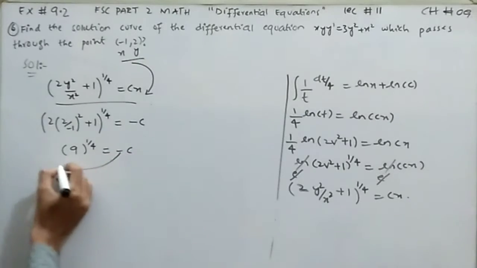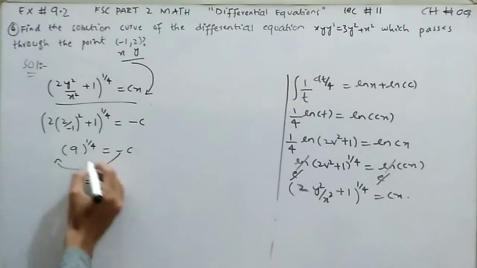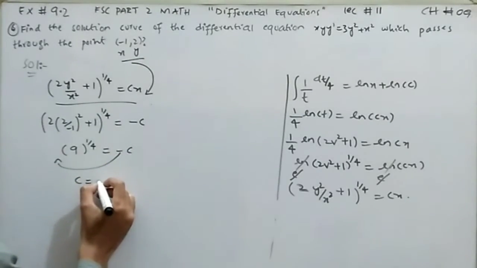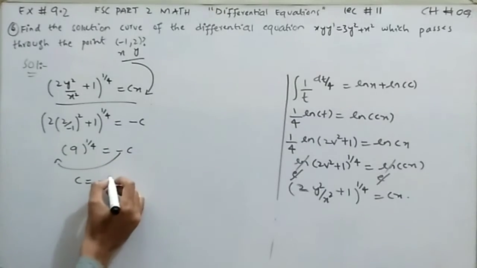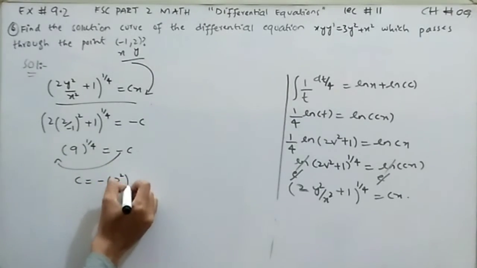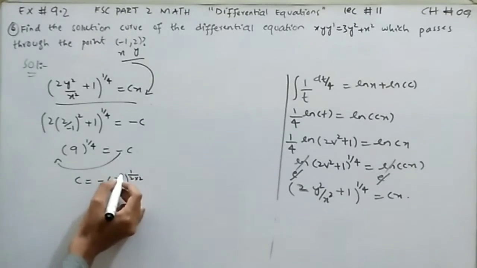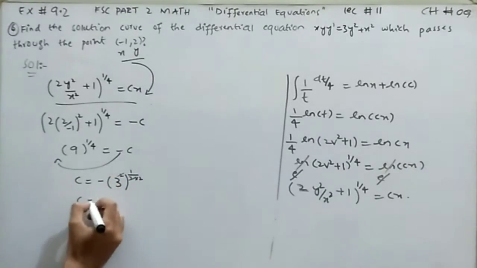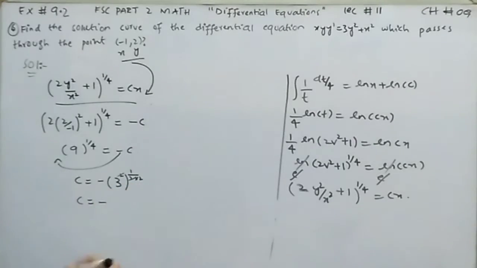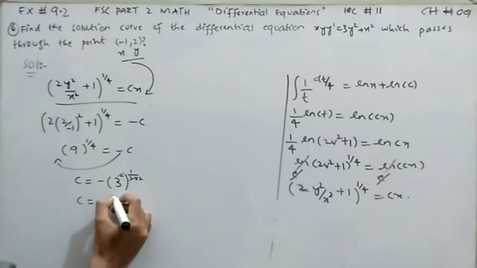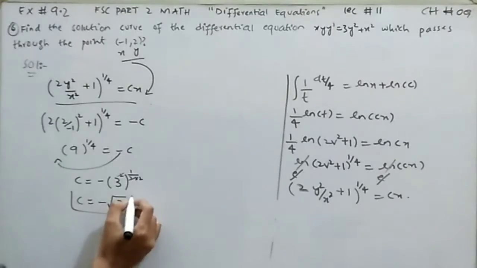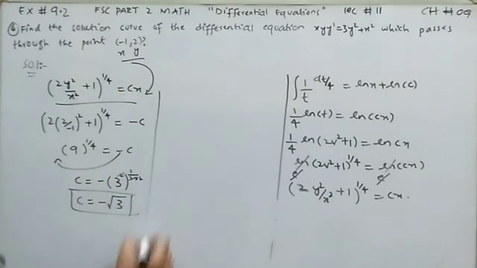So shift this negative to the left hand side, it becomes c is equal to minus 9 power 1 over 4. So 9 power 1 over 4 can be written as 3 power 2 into 1 over 4, which can be written as 1 over 2 into 2. So this 2 cancels out with 2, and we are left with c is equal to minus 3 power 1 over 2, which can be written in the form of under root. So c is equal to minus under root 3. Now by inserting this value, it will give us the required equation.